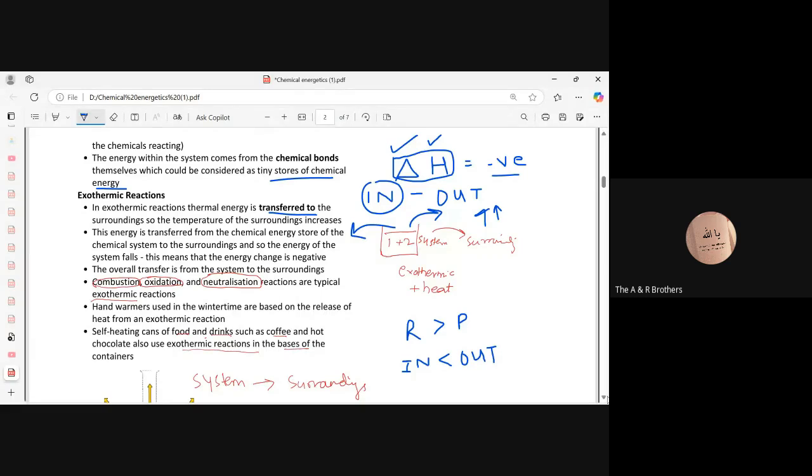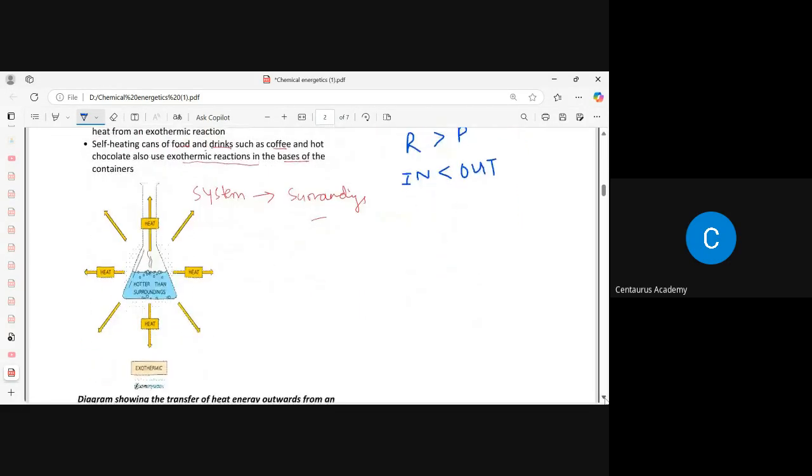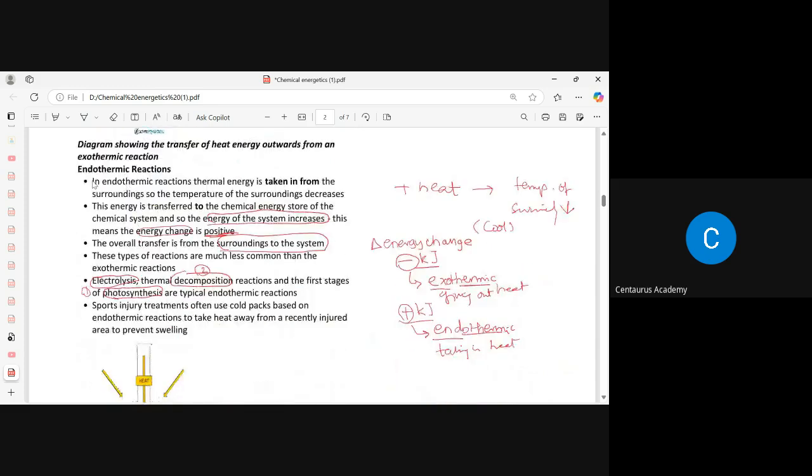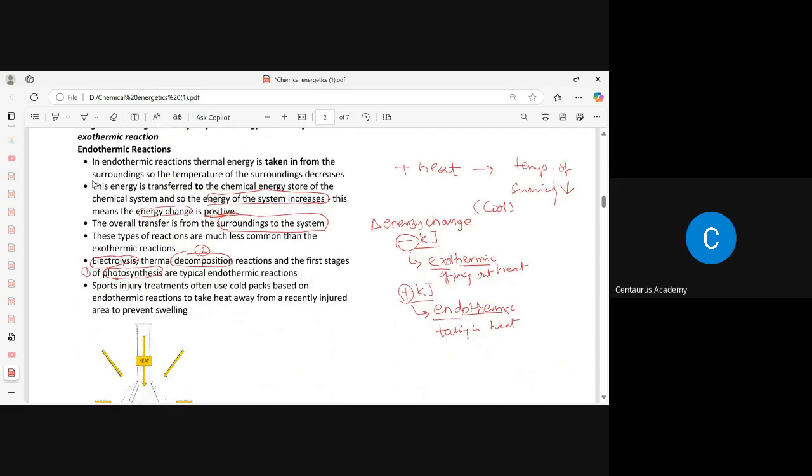Yes, miss. Okay. So by looking into this diagrammatic representation, you are able to identify that the heat energy is released from the system into the surroundings, which means that the temperature of the surroundings tends to increase, and this container or this conical flask is going to feel hotter, okay, as compared to the surroundings. This means that this kind of reaction is an exothermic reaction.